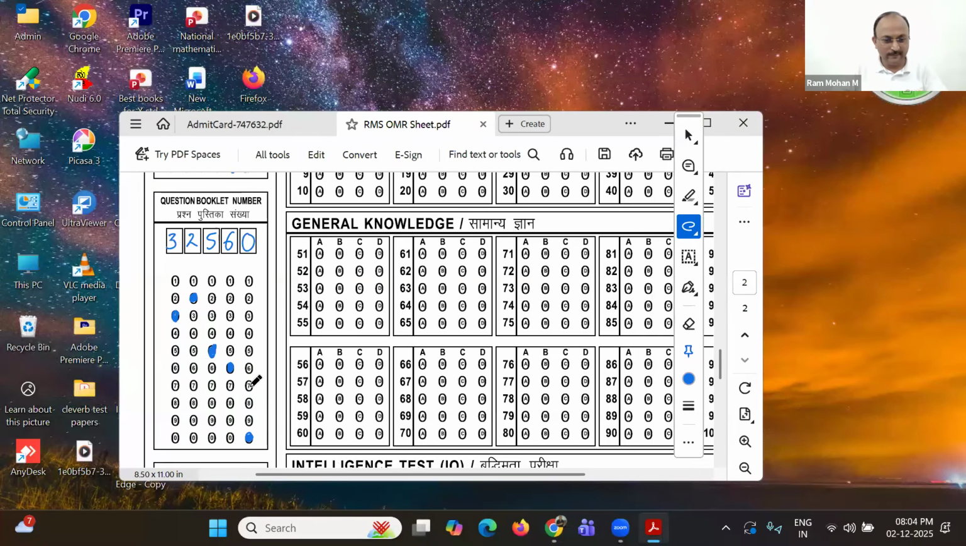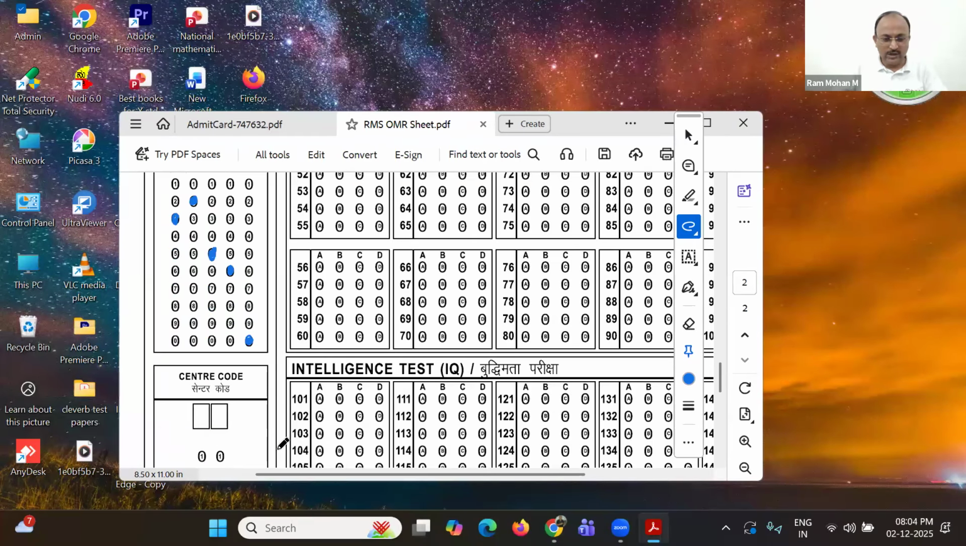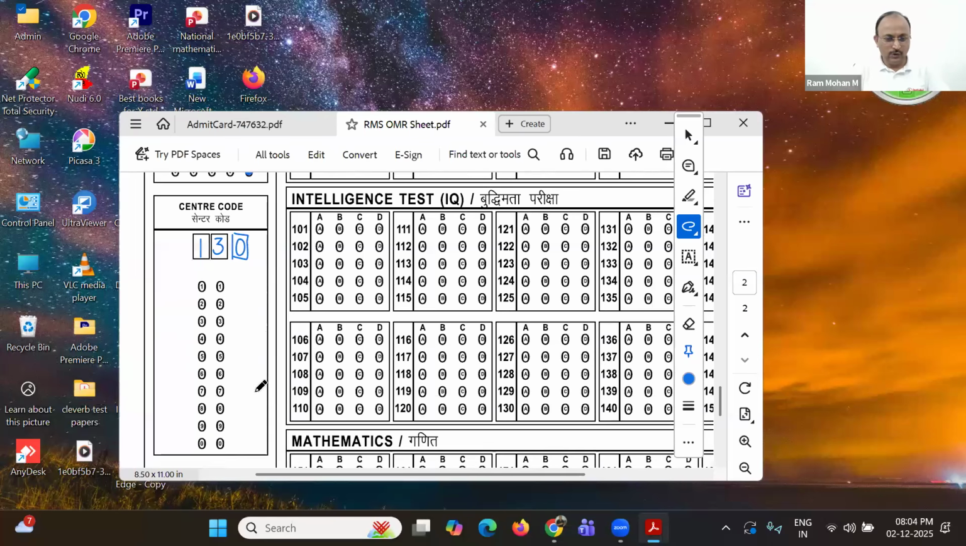Next what we have? Center code. We had actually 3 boxes, correct? No? It will be like this. It was 130. So 130. You fill your own center code, okay, based on your admit card. What you are going to do? 1 you are going to fill the bubble here. 3 you are going to fill the bubble here, and 0 for the last one you are going to fill the bubble here properly. Okay, this is 130.